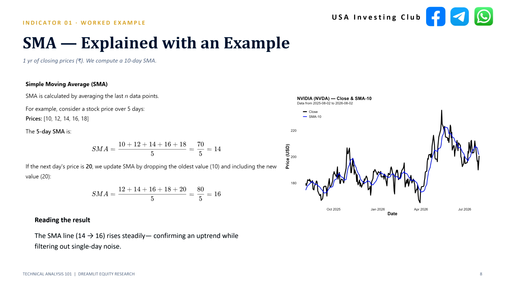Notice what that line is doing for you. The raw daily closes are jagged, with plenty of single-day wiggles, but the 10-day SMA filters all of that out and gives you one clean, confirmable statement. This stock is in an uptrend. That is the entire value proposition of a moving average in one chart. It trades a little bit of timing precision for a much clearer read on the direction that actually matters.